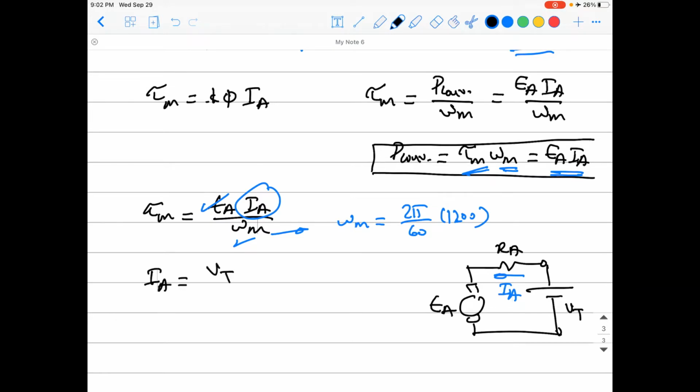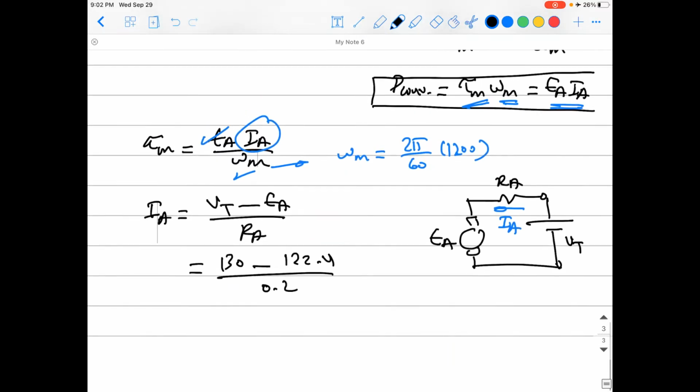IA equals terminal voltage minus the induced voltage over RA. The terminal voltage is constant all the time, 130, minus EA, the calculated one, 122.4, divided by RA, which is given 0.2. And this will give you 38 amps. Okay, guys?